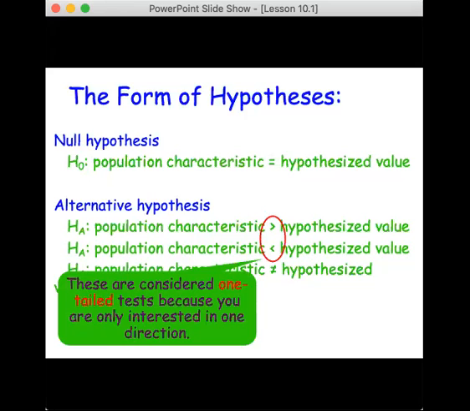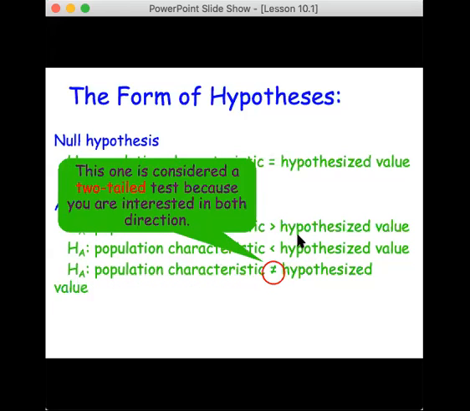Okay. And just in case, because in the future I might refer to these, if I call this a one-tailed test, I'm talking about one of these guys just going in one direction, right, either greater than or less than. If I say something like a two-tailed test, this is specifically the not equal to, okay?